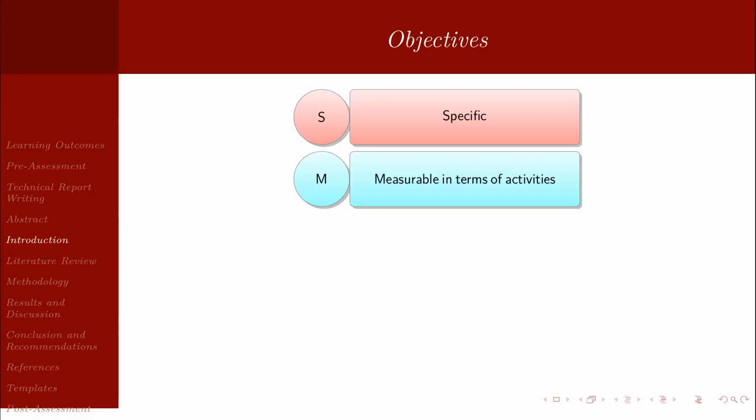M stands for measurable. Measurable in terms of activity. So you have written an objective. Later on, you will be doing different work. That objective should be measurable with the help of your work. It should not be just a loose statement that cannot be measured. So there should be room for measurement. So you have written in your objective, okay, to design. Then you'll have to do certain design, so you'll be fulfilling the objective. So it should be measurable.